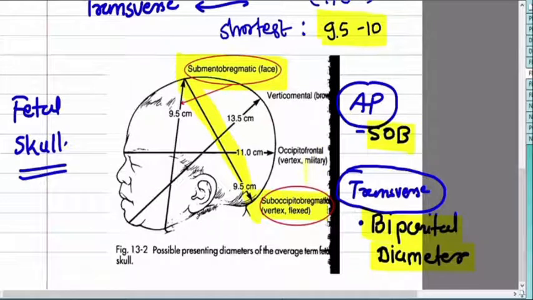If the head is not very flexed, or is deflexed, then the diameter changes, and it becomes the verticomental diameter. In brow presentation, the verticomental diameter is there, that is 13.5 centimeters, which is a very big diameter compared to the other diameters. So these are the important diameters. In all normal situations, the suboccipitobregmatic diameter is the engaging anterior-posterior diameter, and the transverse diameter remains the biparietal diameter, that is around 9 to 10 centimeters.